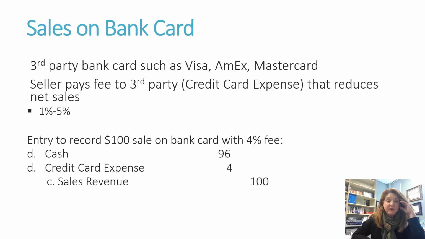So if we're going to record an entry to record a $100 sale on a bank card with a 4% fee, 4% of 100 is $4. That's going to be our credit card expense. That's going to reduce the amount of cash that we receive. So 100 minus 4 is a debit to cash for $96, a debit to credit card expense for 4, and a credit to sales revenue for 100.